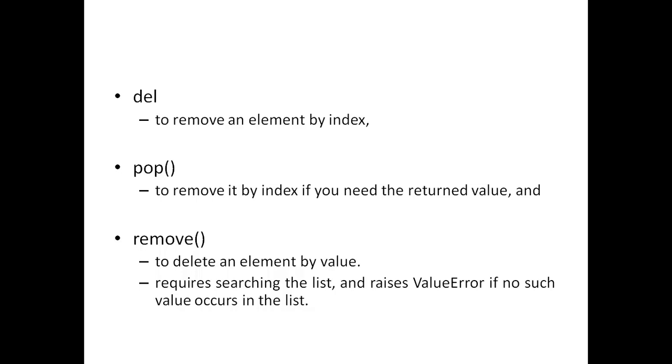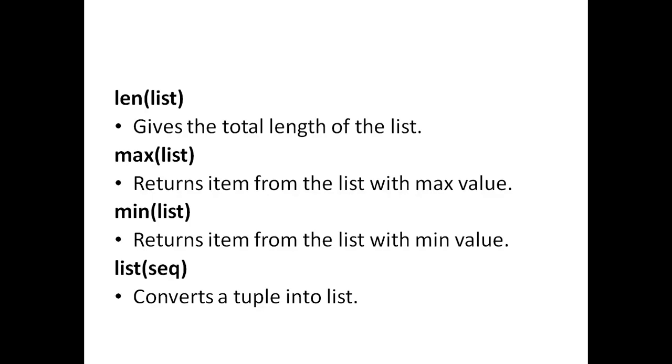Del is a keyword which deletes the element from the list by the index if we provide any index, and if we do not provide any index or we do not use the subscript operator, it will delete the complete list. The pop function takes the index as an argument and by default it pops out the last element of the list. But the remove method takes the element as an argument and it deletes the first occurrence of that element. The pop and remove methods give a value error if the index does not exist or if the value does not exist in the list.